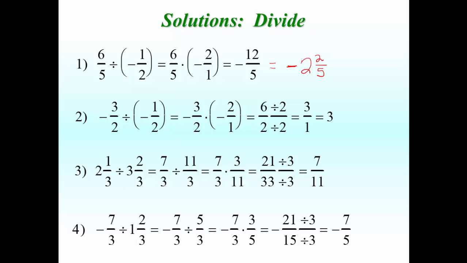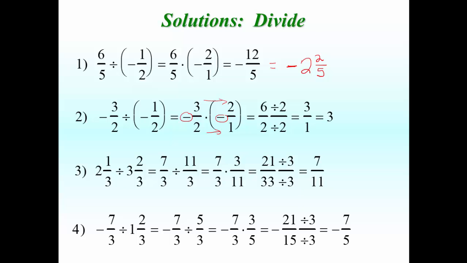The next one, negative 3/2 divided by a negative 1/2. That's negative 3/2 times a negative 2/1. A negative times a negative is a positive. Straight across the top, straight across the bottom. 3 times 2 is 6. 2 times 1 is 2. Divide top and bottom by 2. That's 3/1, which is just 3.